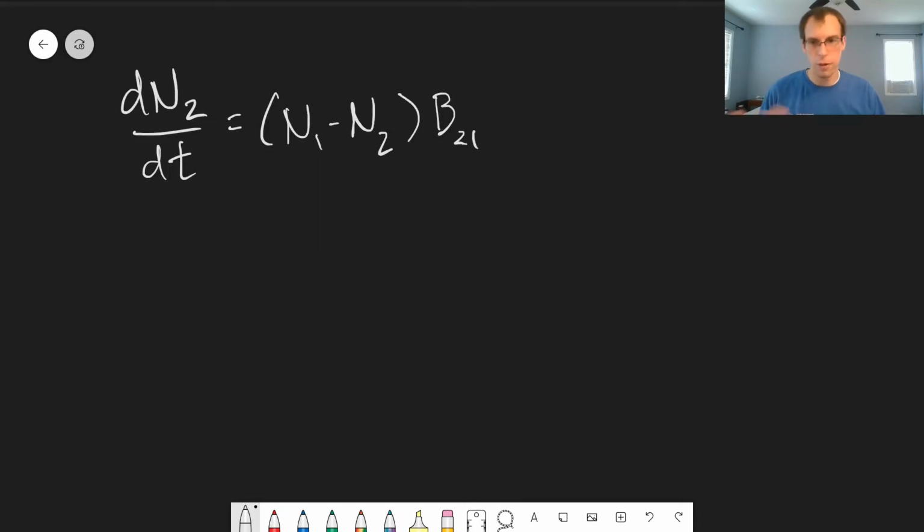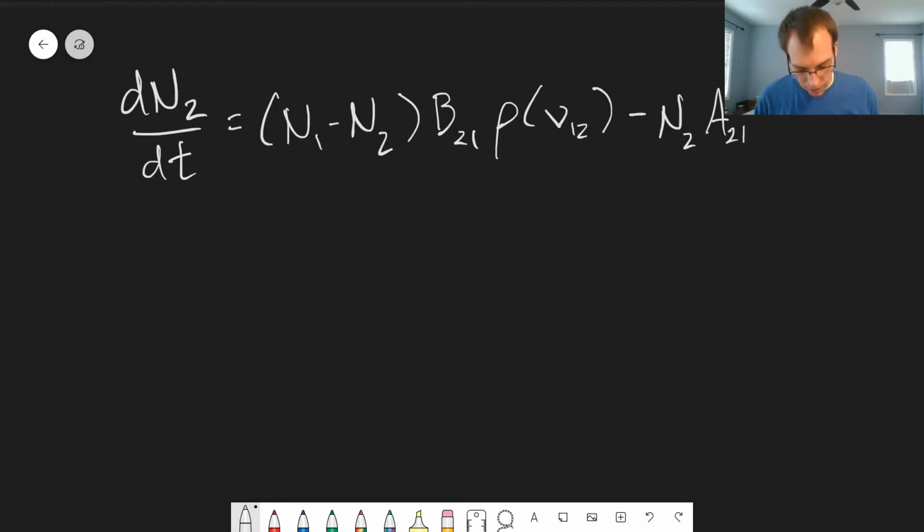We can pick B21 or B12, they're just equal to each other, times the spectral radiation density at the frequency we need for the stimulated emission or absorption to happen. And then we'll also have our spontaneous emission that's happening, minus N2 times the Einstein A coefficient. All right, you can barely see that. All right, so I didn't block it with my face.